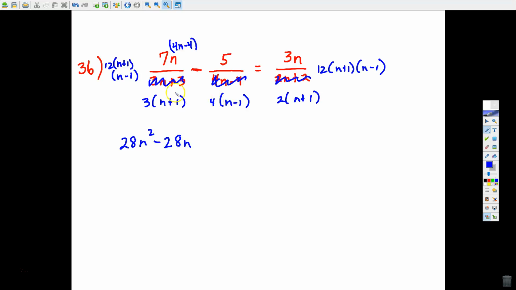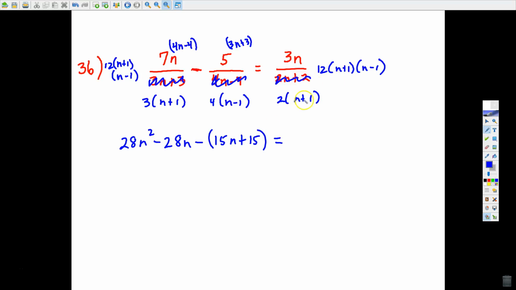Okay, over here, 4 divided into 12 is 3. The n minus 1's cancel, so it's 3 times n plus 1. That's 3n plus 3. And I've got to be careful here because this is subtraction. So this is 15n. It starts off as plus 15, but I'm going to be subtracting both of these. So got to be careful.